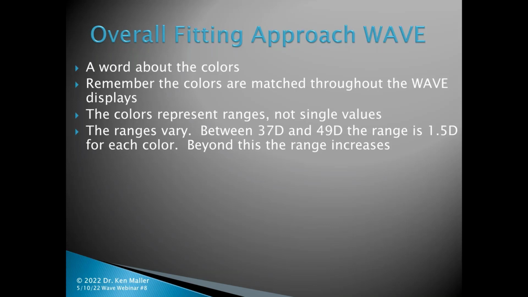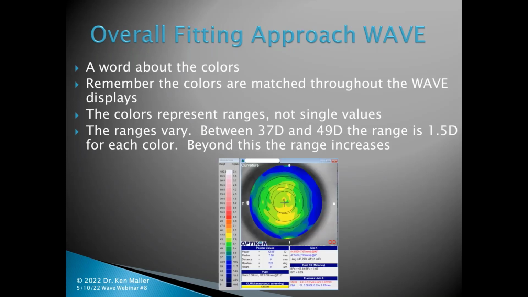Remember, the cornea is not changing, and the Wave screen isn't going to look any different. It's the same exact color, yet those fitting relationships are very different. Past the 37 diopters on the flat side and the 49 diopters on the steep side, the range actually increases for each color. So you actually have a greater step value to get from one color to the next.